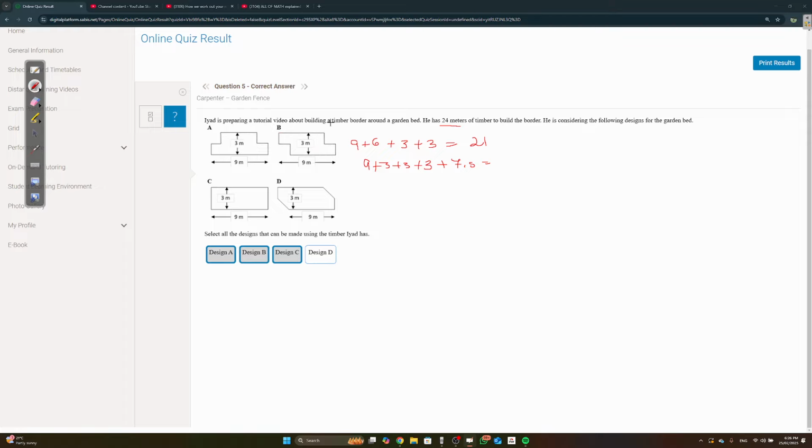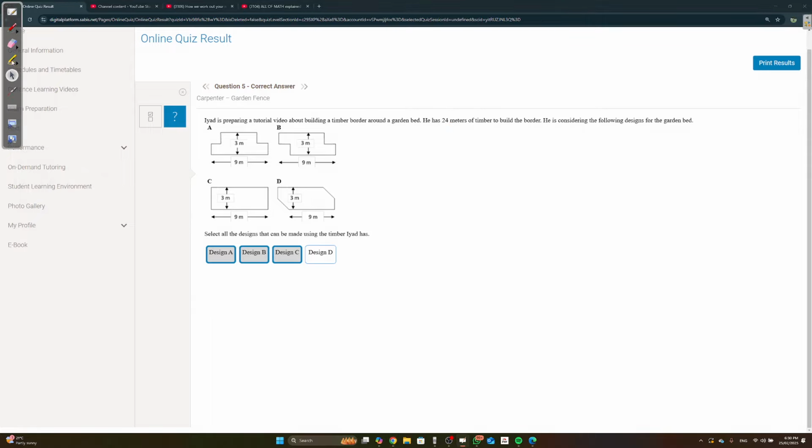Okay, add this 12 plus 3, 15, plus 3, 18, plus 7. Oh, hold up. Okay, I think I added the values up wrong. Let me do it again, because I think I messed it up.